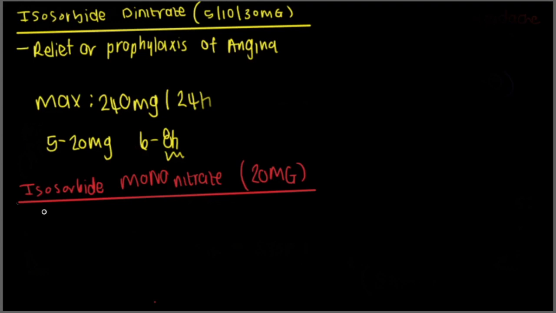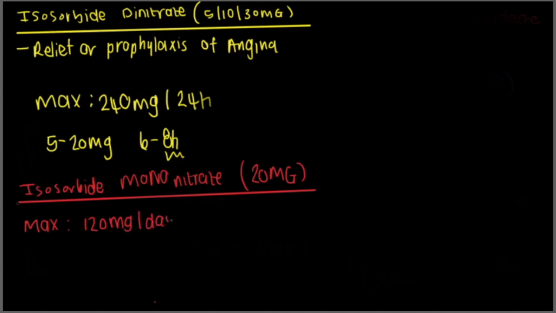Alright, so let's look at our last drug in the class of nitrates. And it's going to be Isosorbide mononitrate. The second one was dinitrate. And this one usually comes in a 20 milligram tablet. So the maximum daily dose for mononitrate is going to be 120 milligram a day, also in divided doses.